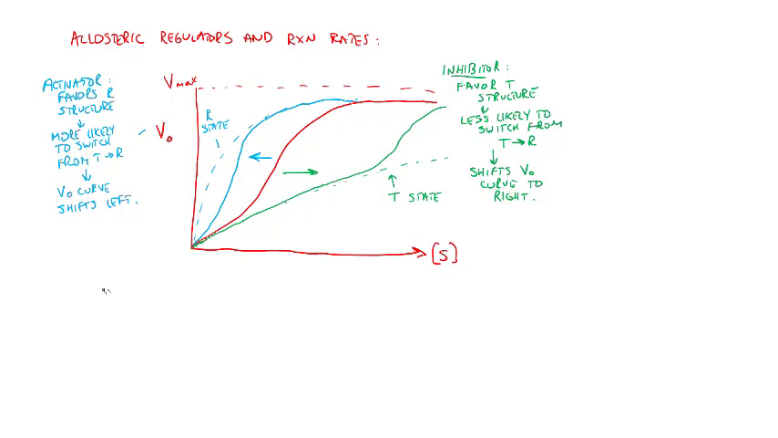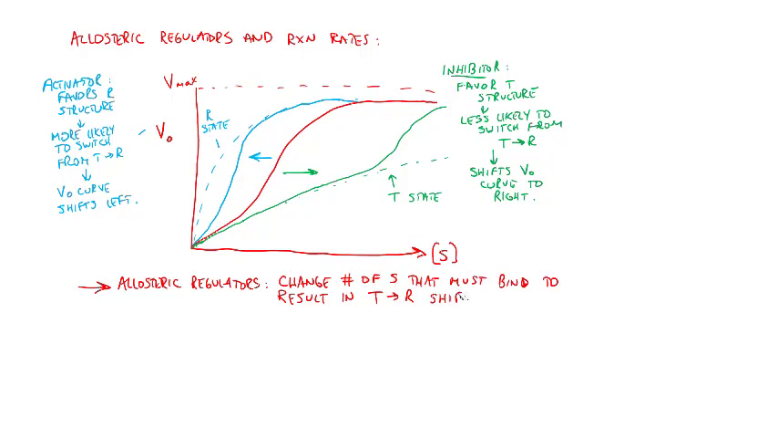So an important point to note about allosteric regulators. Allosteric regulators, generally speaking, they change the number of substrates that must bind to result in the T to R shift. Generally speaking, they do not change the Kms or the Vmax of T or R states. There are rare examples of allosteric regulators that do that, but generally speaking, they don't. All allosteric regulators do is they make it easier or harder to switch from the T structure to the R structure, but they don't change the T structures or the R structures themselves.